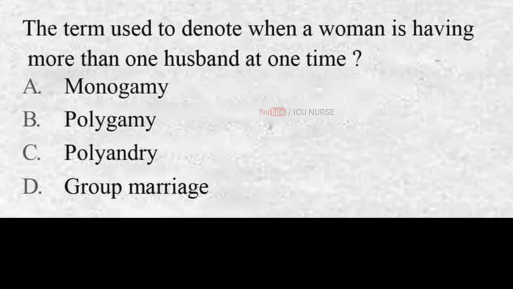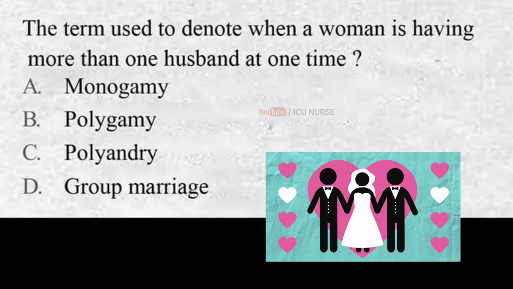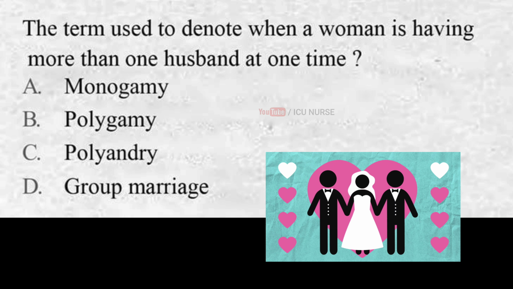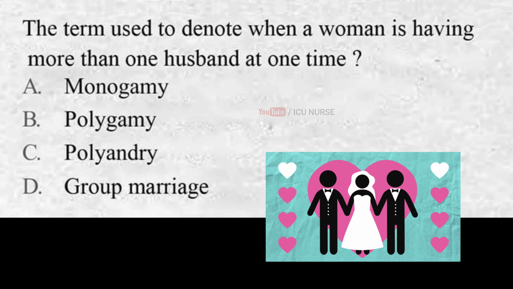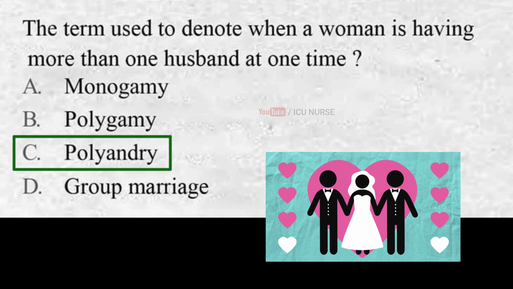The term used to denote when a woman is having more than one husband at one time. A. Monogamy, B. Polygamy, C. Polyandry, D. Group marriage. And the correct answer is C. Polyandry. Polyandry is a practice in which women have two or more husbands at the same time.